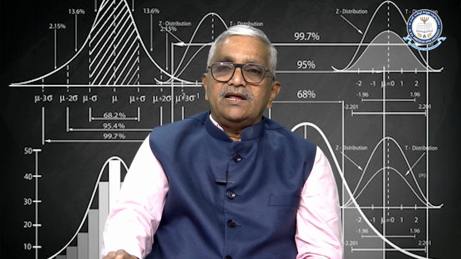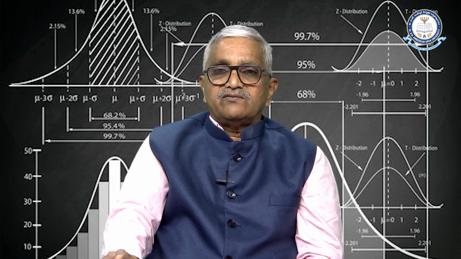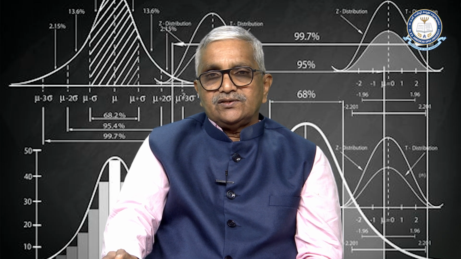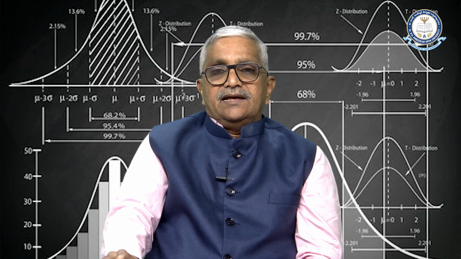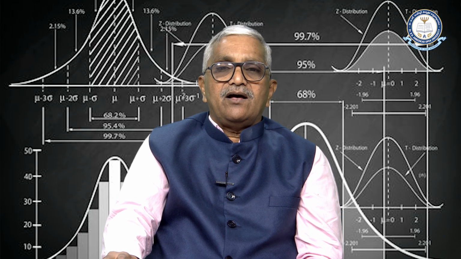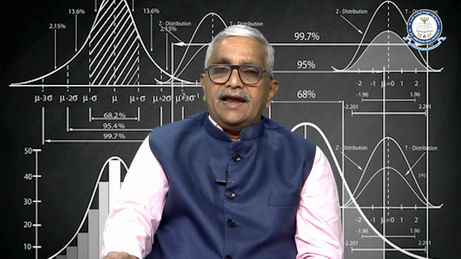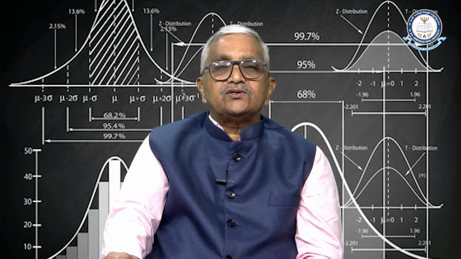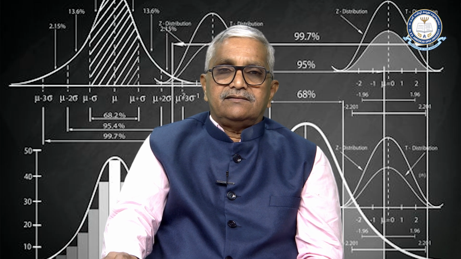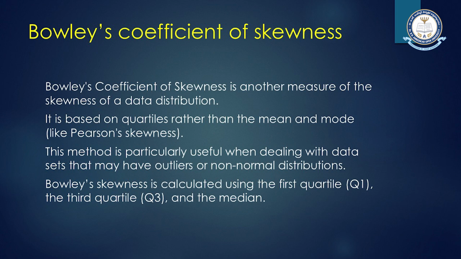Let us now understand Bowley's coefficient of skewness. Bowley's coefficient of skewness is another measure of the skewness of a data distribution. It is based on quartiles rather than mean and mode. This method is particularly useful when dealing with data sets that may have outliers and non-normal distributions. Bowley's skewness is calculated by using the first quartile, third quartile and the median. In a normal distribution, Q3 plus Q1 minus 2 median is equal to 0. In skewed distributions, the difference may be positive or negative.